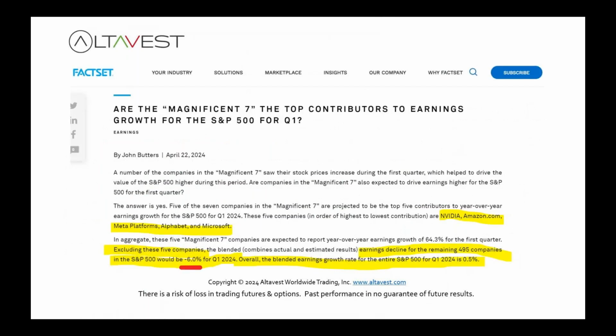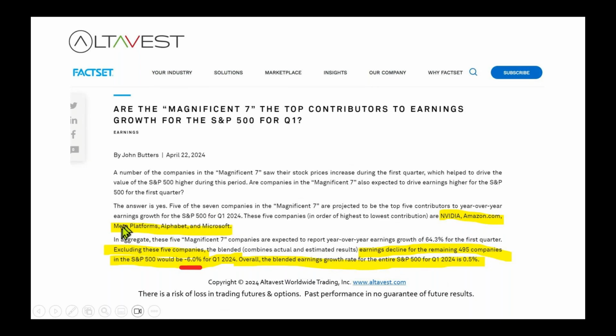So I wanted to point this out. This just came out the other day. You've all heard of the Magnificent Seven, and it turns out they're the top contributors to earnings growth for the S&P 500, and we're looking at Q1 of this year. But actually, there's only 5 companies that are making the bulk of the results, so to speak. It's NVIDIA, Amazon, Meta, Alphabet, and Microsoft.